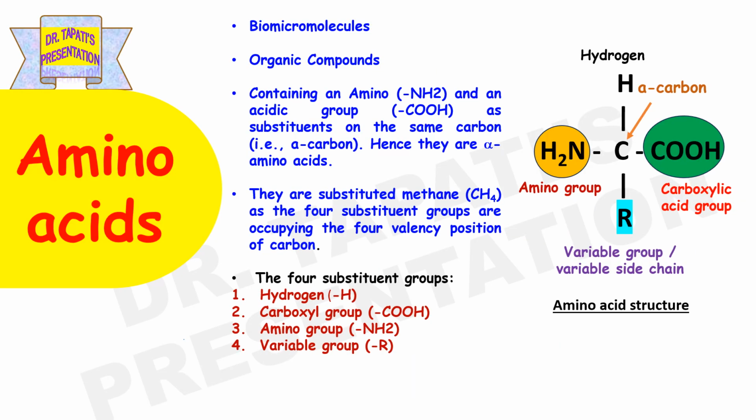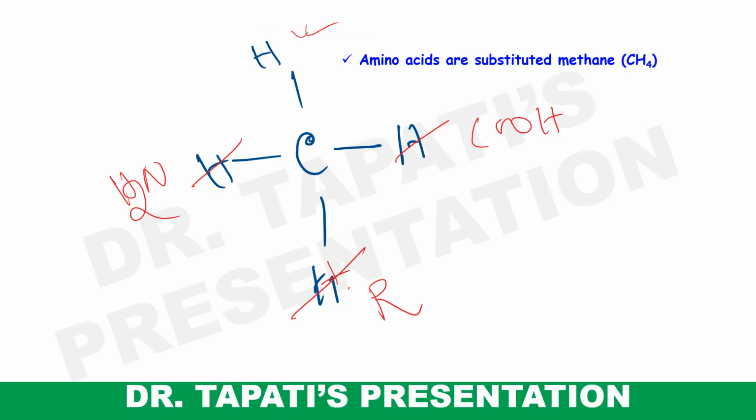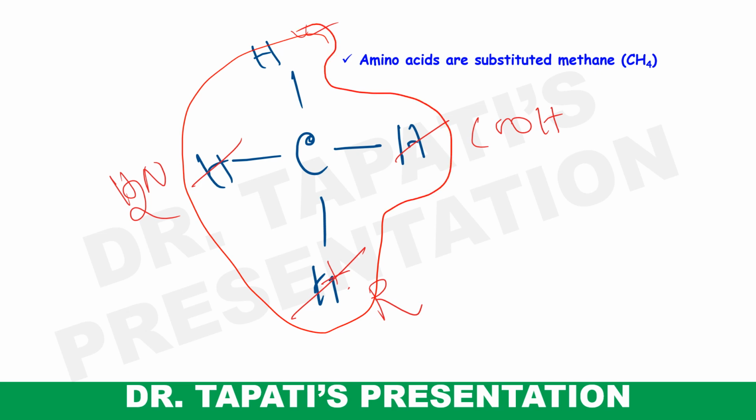Amino acids are substituted methane as the four substituent groups are occupying the 4 valency position of carbon. Those are hydrogen, carboxylic acid, amino group and variable group. In this picture also you can see, if you consider this is actually methane, where total 4 hydrogen attached with carbon, and if you substitute one hydrogen with COOH, another hydrogen with NH2, then a third hydrogen with R group, you will get this amino acid. So amino acids are substituted methane. But fourth hydrogen is not substituted with any group.